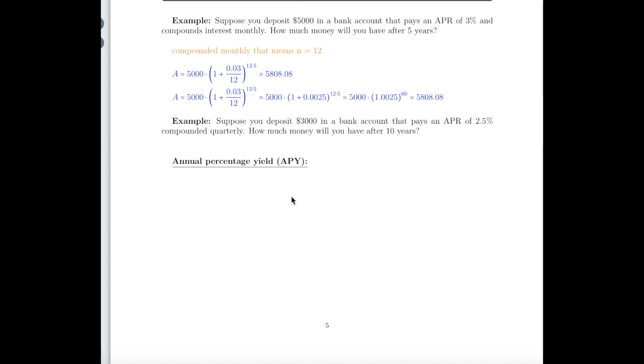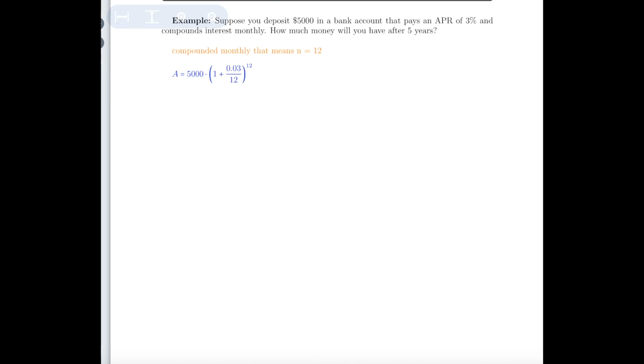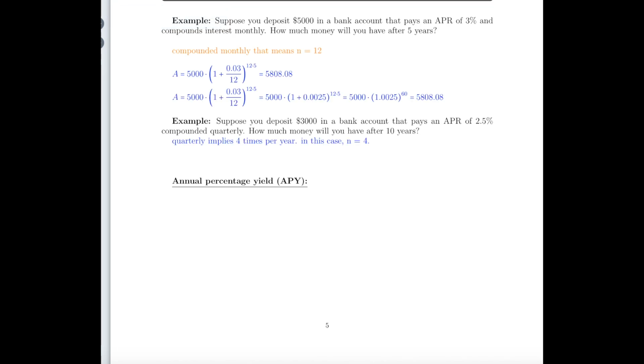The next example, suppose you deposit $3,000 in a bank account that pays an APR of 12.5% compounded quarterly. How much money will you have after 10 years? All right. Remember that compounded quarterly means we're compounding 4 times a year. I could make that orange again just so we're consistent in our coloring. Quarterly is 4 times a year. If you're having trouble, just remember there are 4 quarters in a dollar. So anytime you see the word quarterly, know that that means 4 times per year.